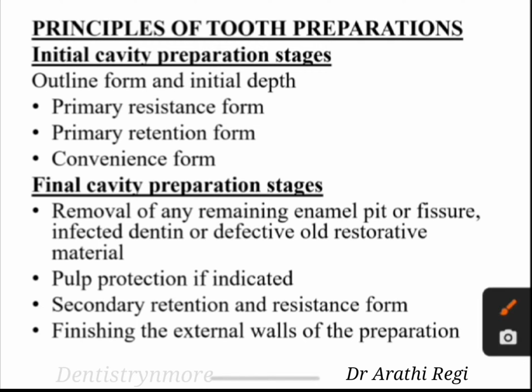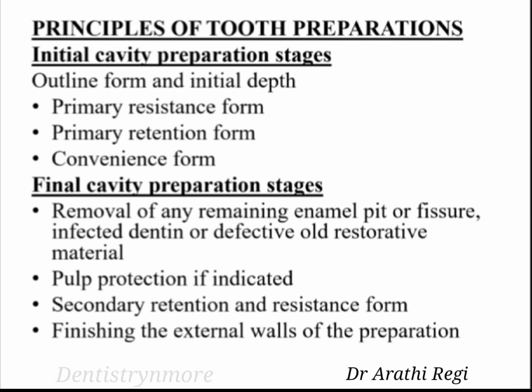So the initial cavity preparation stages include outline form and initial depth, primary resistance form, primary retention form and convenience form. And the final cavity preparation stages include removal of any remaining enamel pit or fissure, infected dentine or defective old restorative material, pulp protection if indicated, secondary retention and resistance form, and final finishing of the external walls of the preparation. This includes the principles of the tooth preparation.